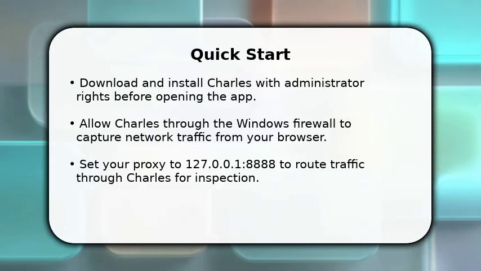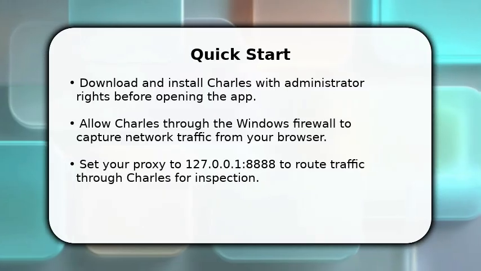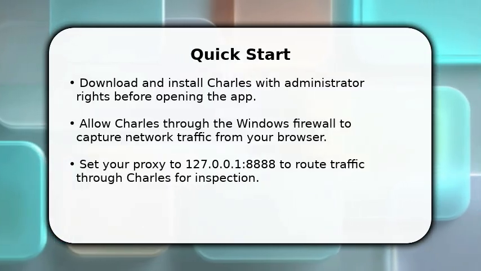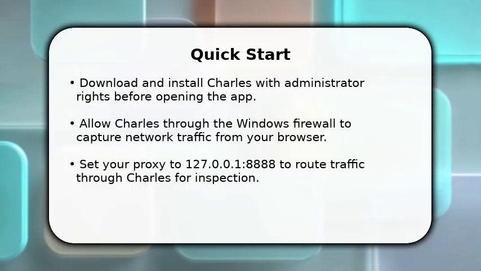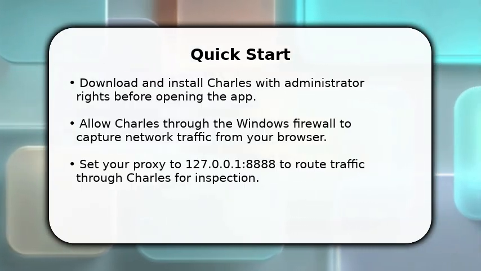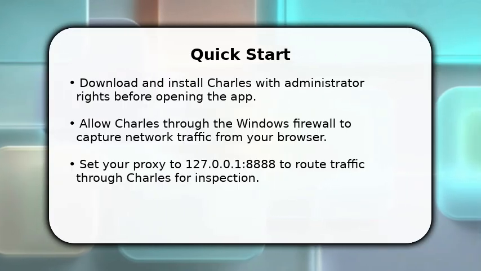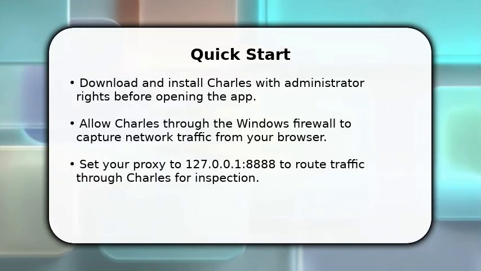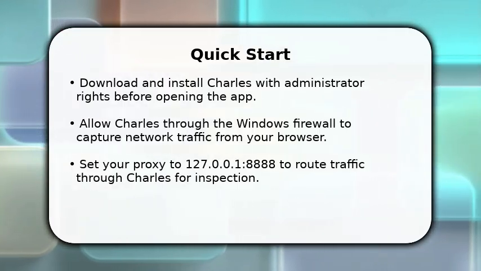In this video, I will show how to use Charles Proxy on Windows. Start by downloading Charles and installing it with administrator rights, then open Charles and allow it through your firewall. Enable SSL proxying and install the Charles root certificate in Windows and in your browser to inspect HTTPS traffic.